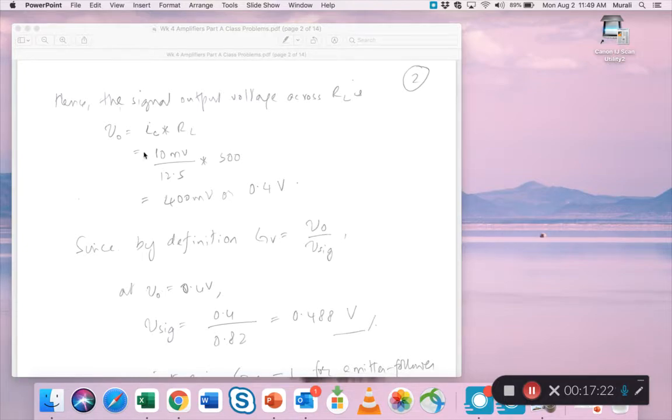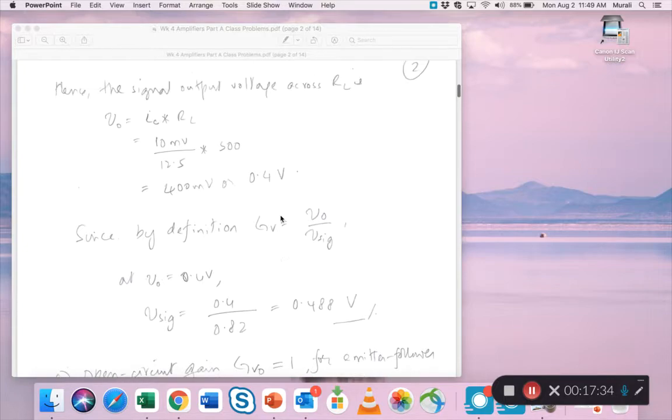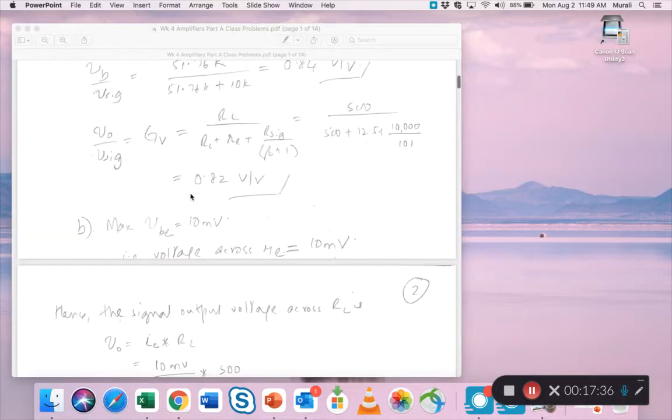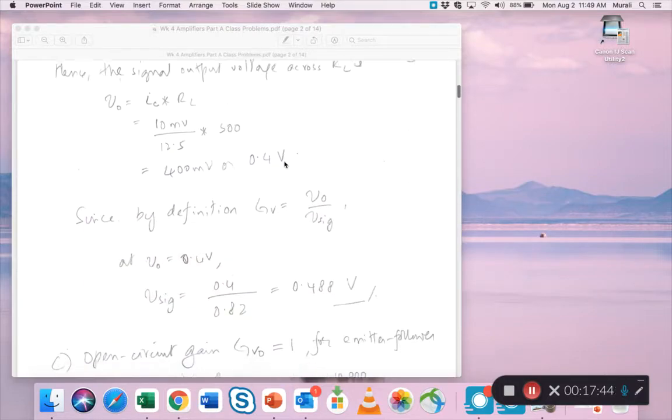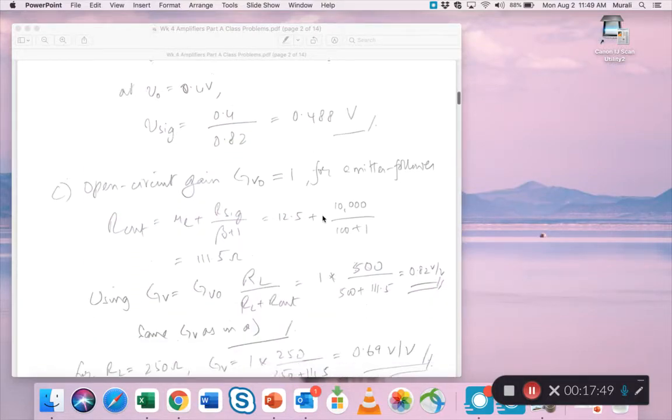So we know VO. Now, by definition, gain equals VO by V signal. So we know VO. We know gain is 1. Sorry, gain is 0.82 as found here. This is not the open circuit gain, but gain including RL, the overall gain. So we get V signal to be 0.48.